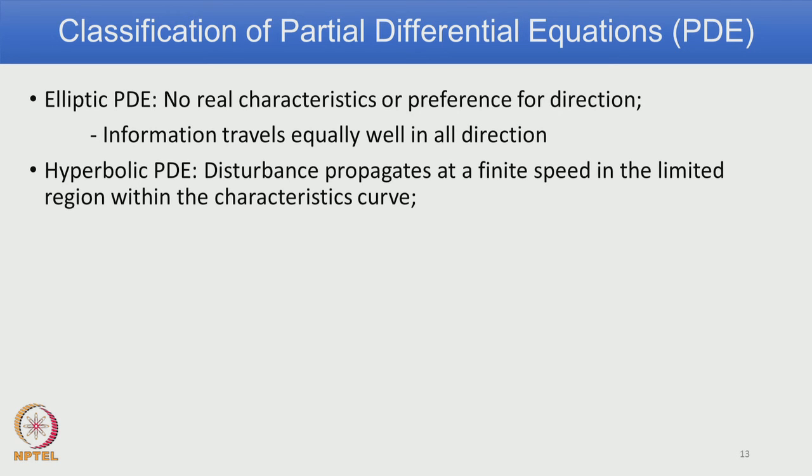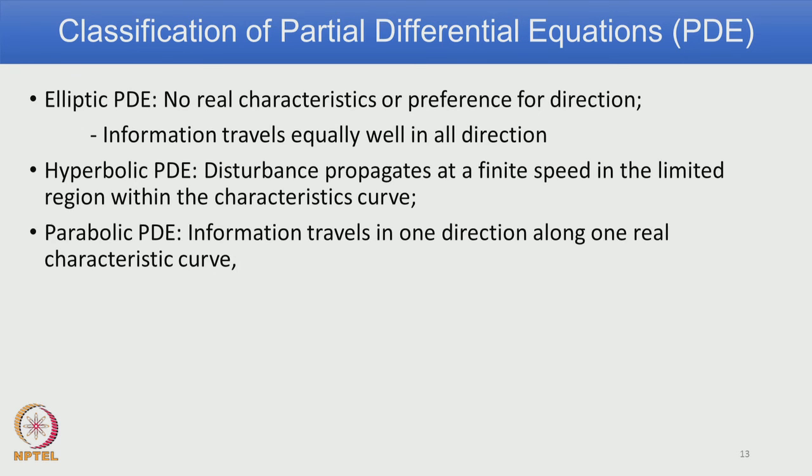In the case of hyperbolic PDE, disturbance propagates at finite speed in a limited region within the characteristic curves. There are two characteristic curves in hyperbolic PDE. Compressible flows fall under hyperbolic PDE, and in parabolic PDE, information travels in only one direction along one characteristic curve.